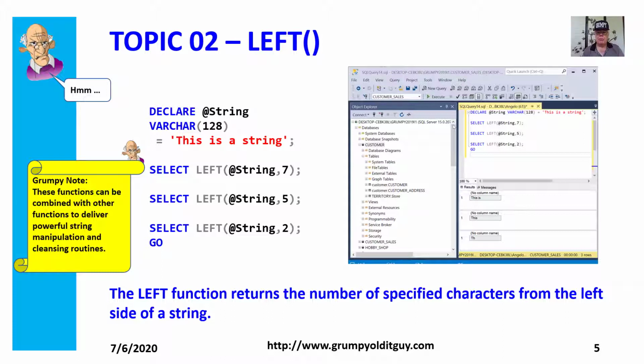The first example returns the leftmost 7 characters from our variable. Then the second example returns the leftmost 5. And finally, the third example returns the leftmost 2 characters from the variable. Now I think you can guess that if there's a LEFT function, then there should be a RIGHT function. So yes, you guessed correctly.